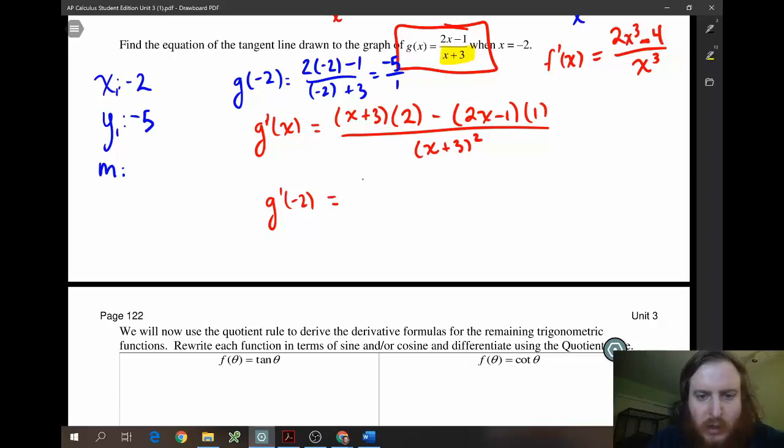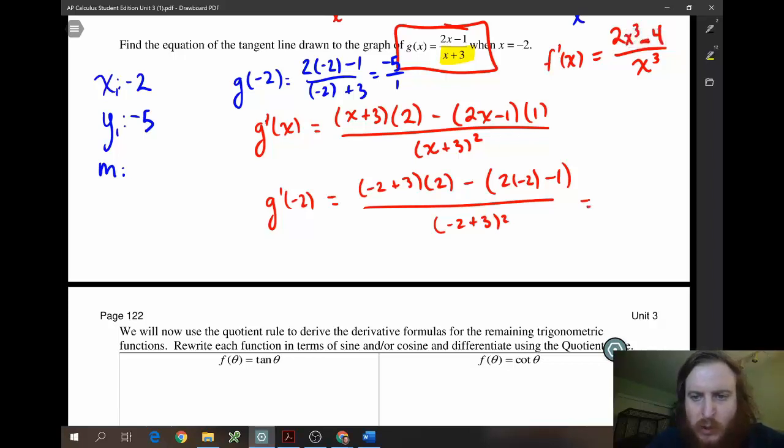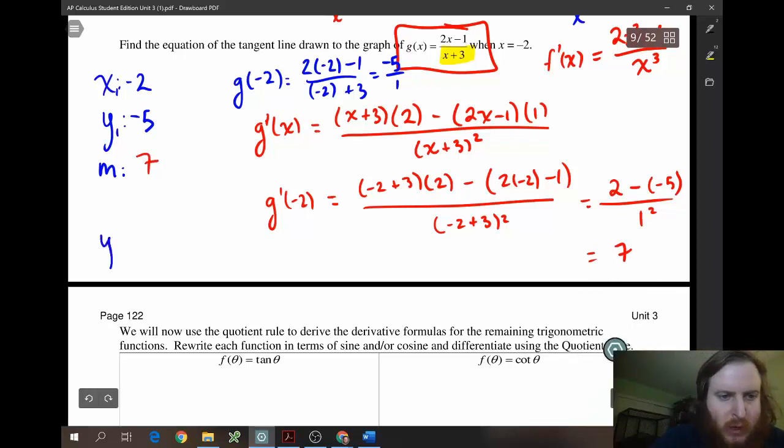So this gives us negative 2 plus 3 times 2 minus 2 times negative 2 minus 1 all over negative 2 plus 3 squared. That's negative 2 plus 3 is 1. 1 times 2 is 2. Minus, okay, now this is going to be negative 4 minus 1, so minus negative 5, all over 1 squared, which gives us 7. Okay, and so then from there we just finish out writing it. So y minus negative 5 turns to plus 5 equals 7, x minus 2 turns to plus 2.